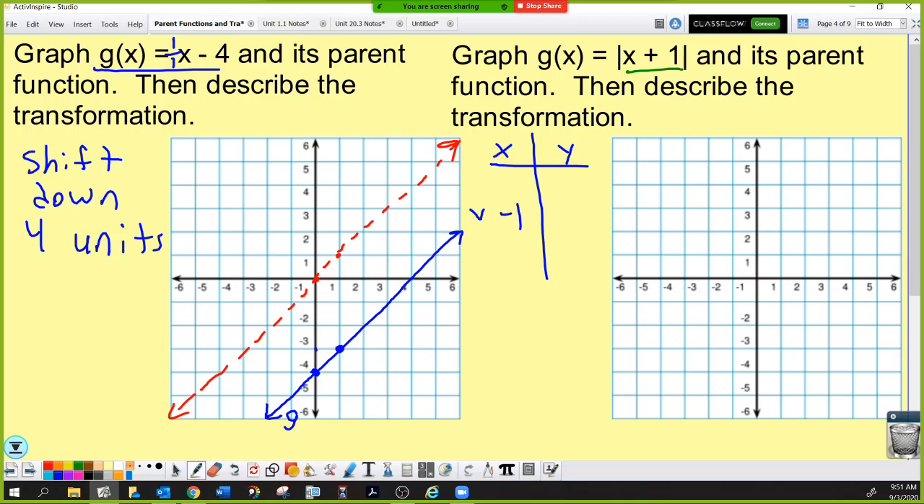The Y value of the vertex will always be the number that has been added or subtracted to the far right. But there's nothing over there. So what is the Y value of its vertex? It's 0. Good. So our vertex is at negative 1 comma 0.